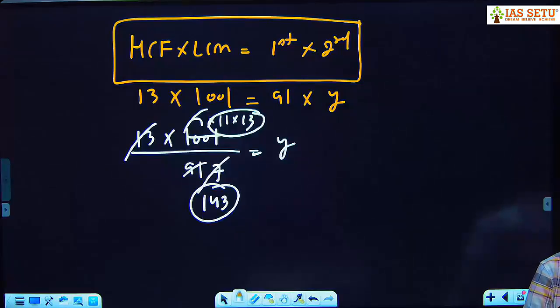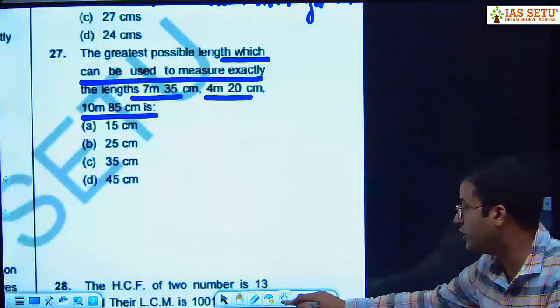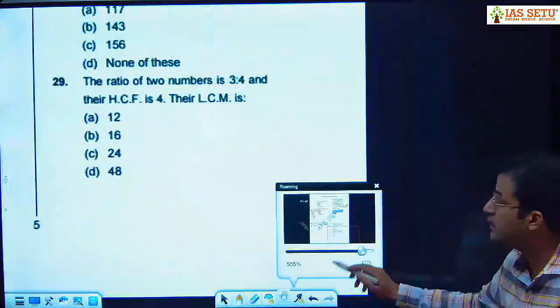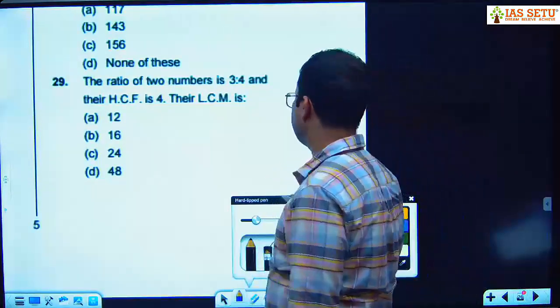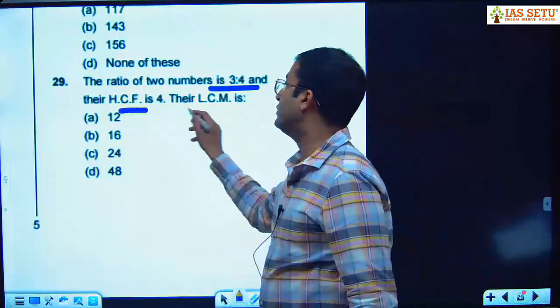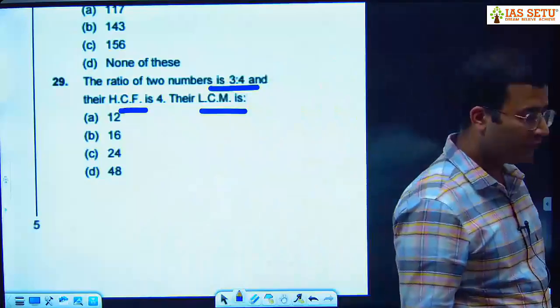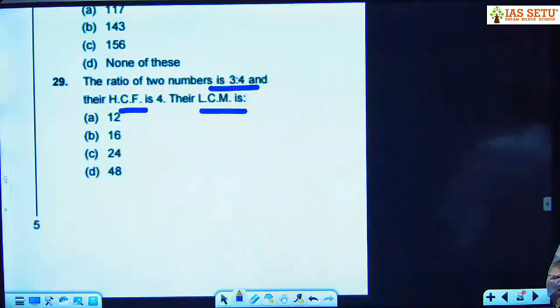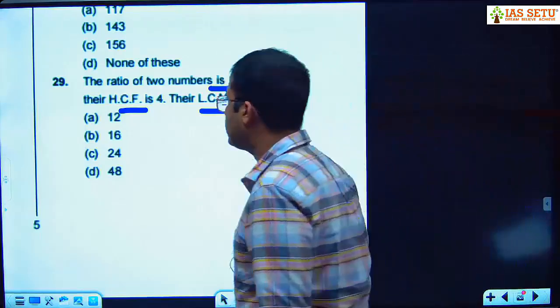Okay. Now next is one more type where I give a shortcut. Question number 29. Sometimes we have questions where the ratio of two numbers is given and HCF is given, LCM asked. If the ratio of two numbers is given, HCF given, LCM asked, you can use this.